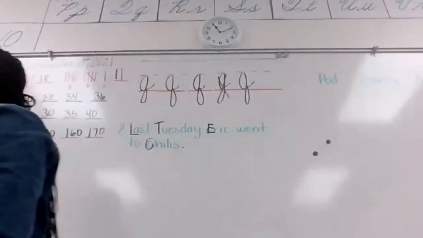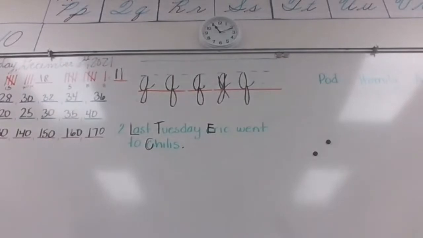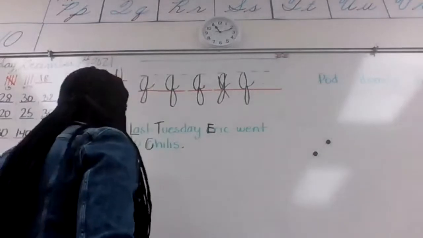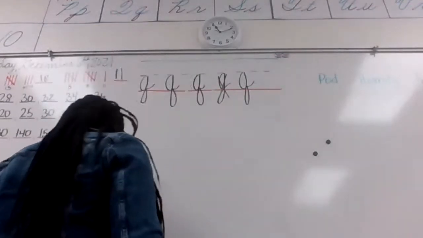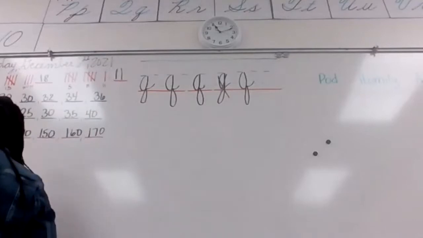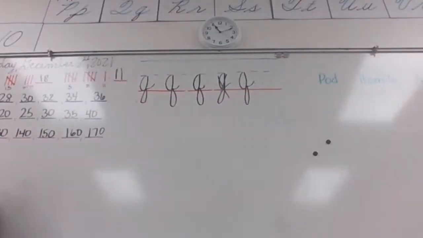Q on the table. Where's the top of that pencil? I didn't take it off. Okay, all right.